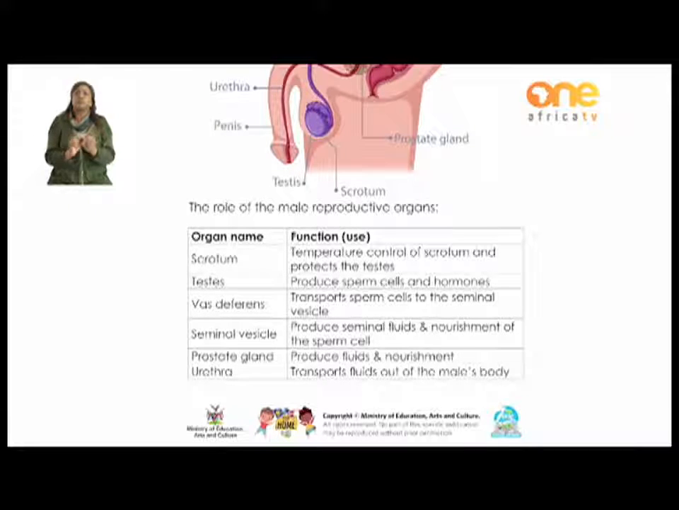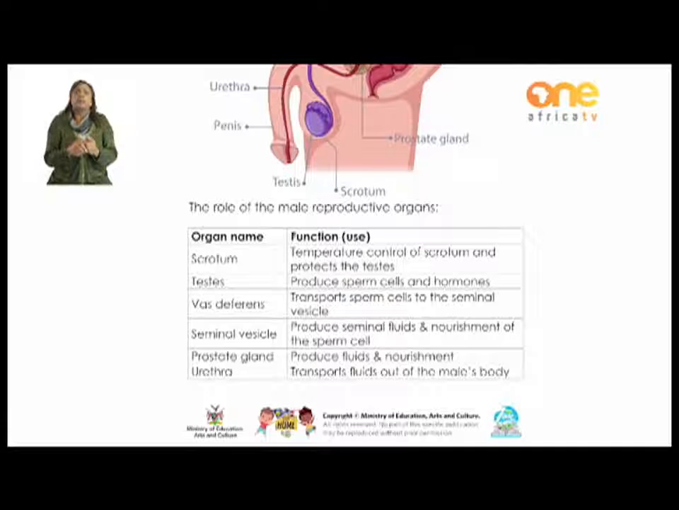Let us go down to page 20, and at the bottom we have the role of the male reproductive organs. This table shows on the left side the organ name, and on the right side the function or the use of these organs. To begin with, the scrotum. The scrotum is responsible for temperature control and protects the testes. The testes are responsible for producing sperm cells and hormones. And in order for them to do this, they require an optimal temperature that is provided by the scrotum.